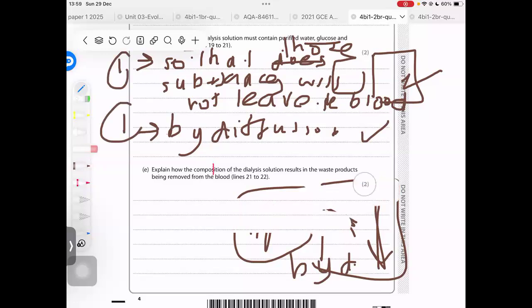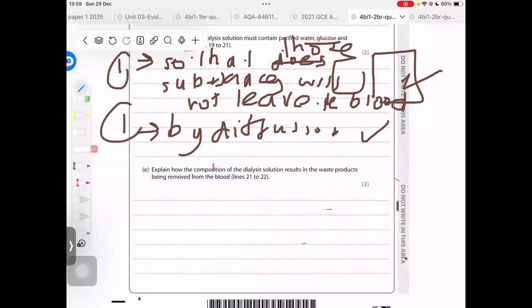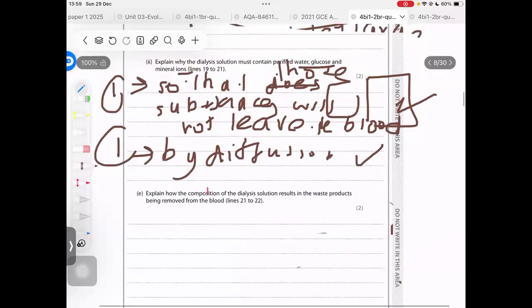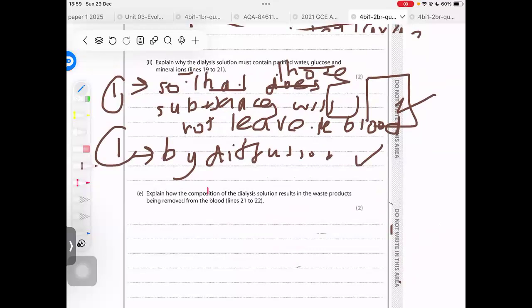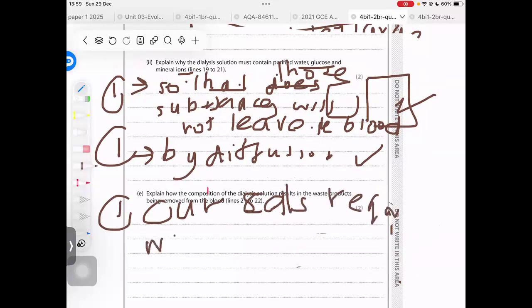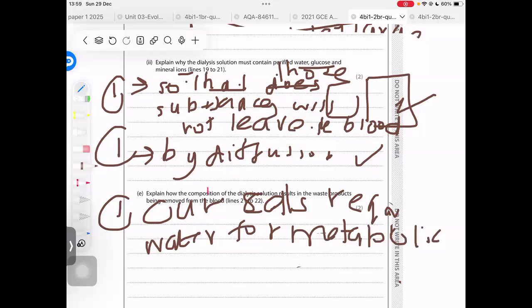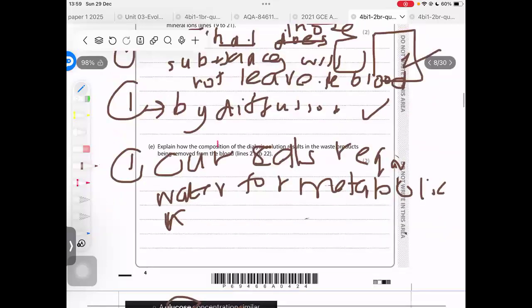And then you can further write it down. What is the reason why you do not want those substances to leave? That is because our cells require those substances, right? You can write down the importance of these substances. Our cells require water for metabolic reactions, right? That is why we don't like to excrete them.